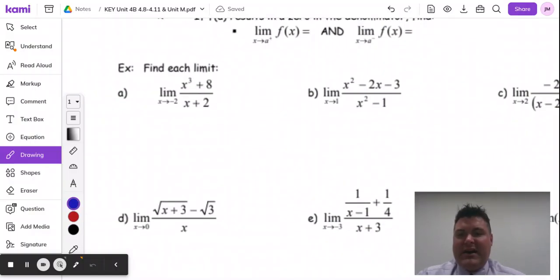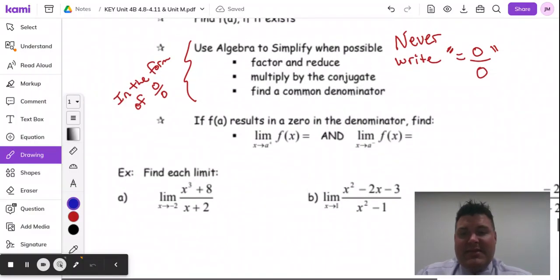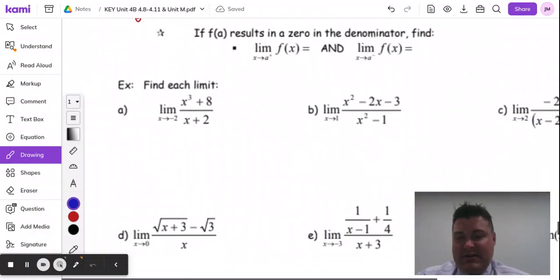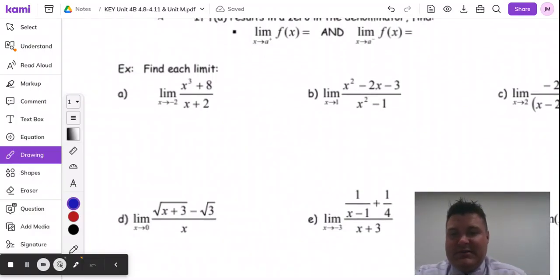If I were to plug in a negative 2 for x, the numerator would produce a 0 and the denominator would produce a 0. So that would be of the form 0 over 0. Do not write equals 0 over 0, okay? Since that's in the form of 0 over 0, I'm on this second star right here. So I'm going to factor and reduce if I can, multiply by the conjugate, or find a common denominator. So this one, I can factor.